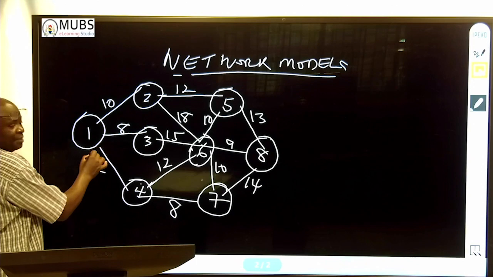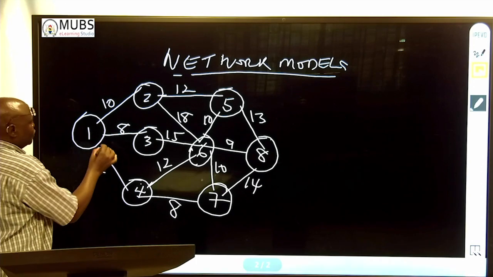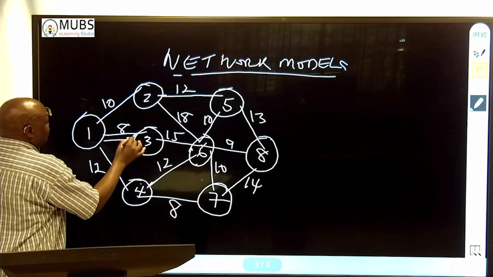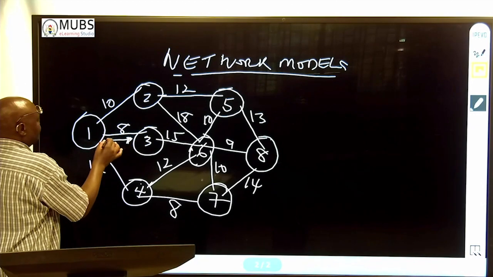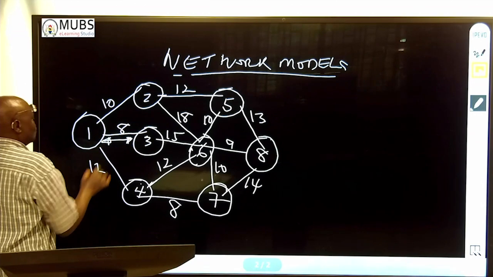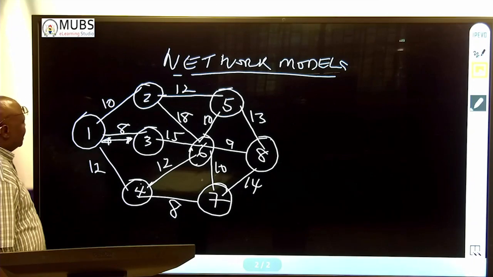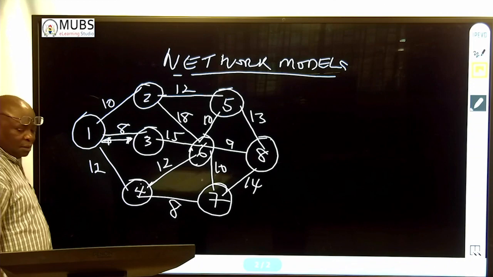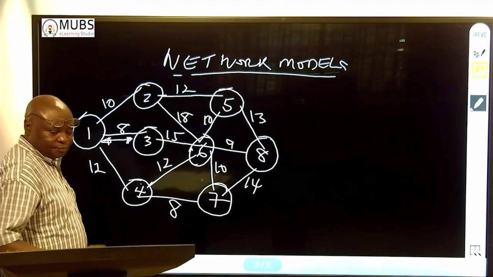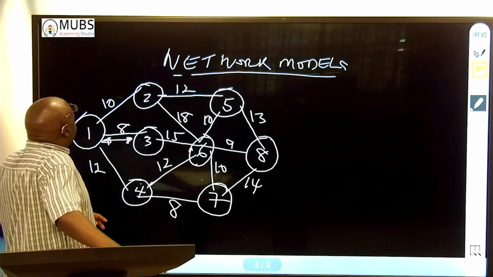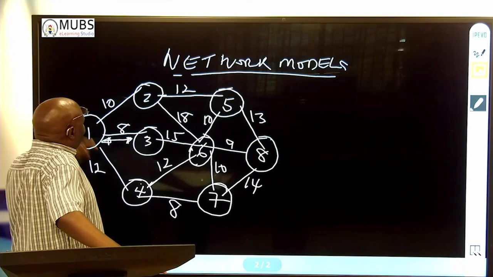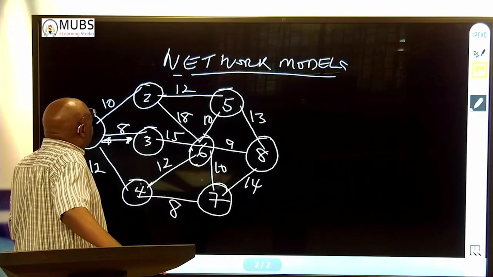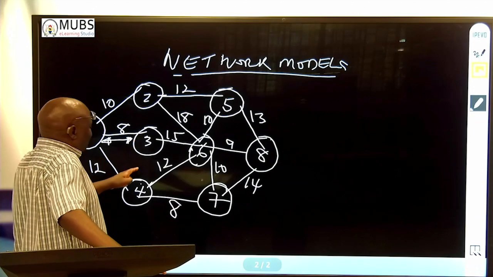This is the one that minimizes, so we can connect these two. This is the minimum. Now, once we have connected those two, we look at any node that is not connected yet.